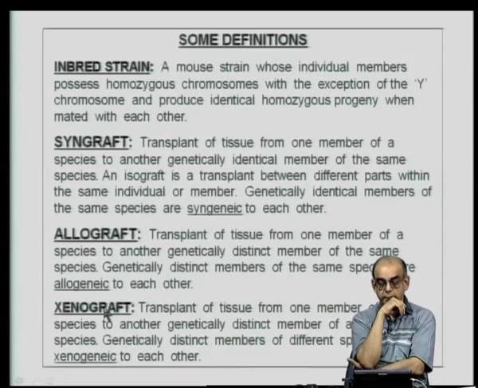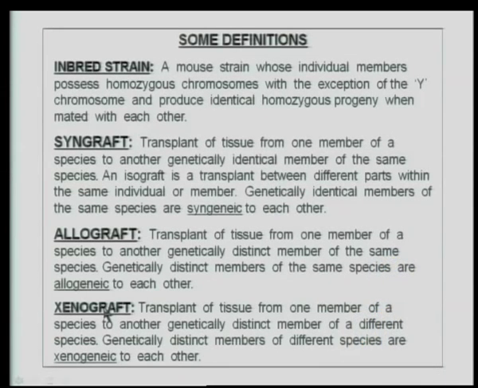The xenograft is the transplant of tissue from one member of a species to another genetically distinct member of a different species. For example, mythologically we always celebrate the Lord Ganesh festival, and there you have actually a xenograft, the head of an elephant on top of a godly human, let us say. So, these are genetically distinct members of different species. They are said to be xenogenic to each other.